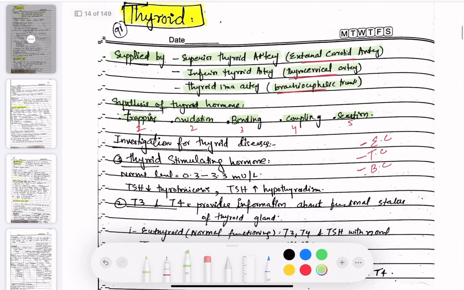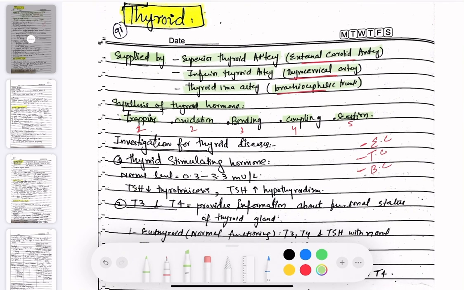So these are the favorite viva questions: what is the supply of the thyroid? The thyroid is supplied by the superior thyroid artery, which arises from the external carotid, then the inferior thyroid artery, which arises from the thyrocervical artery, and the thyroid ima artery, which arises from the brachiocephalic trunk. Then the examiner may ask what are the steps of thyroid synthesis. These are trapping, oxidation, binding, coupling, and secretion. These are the 5 steps of the synthesis of thyroid hormone.